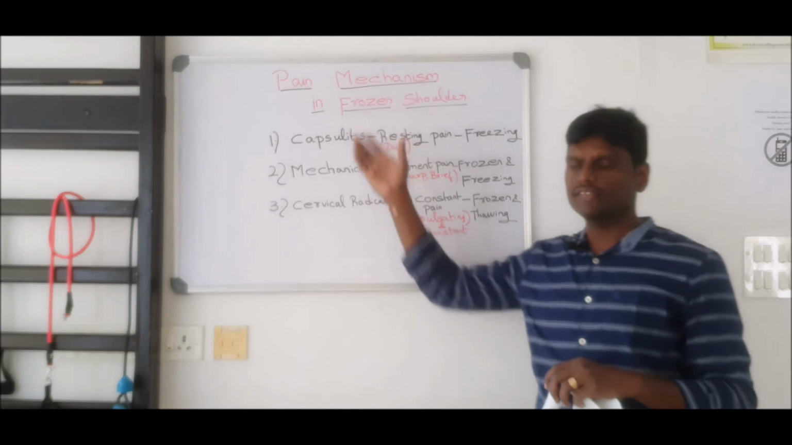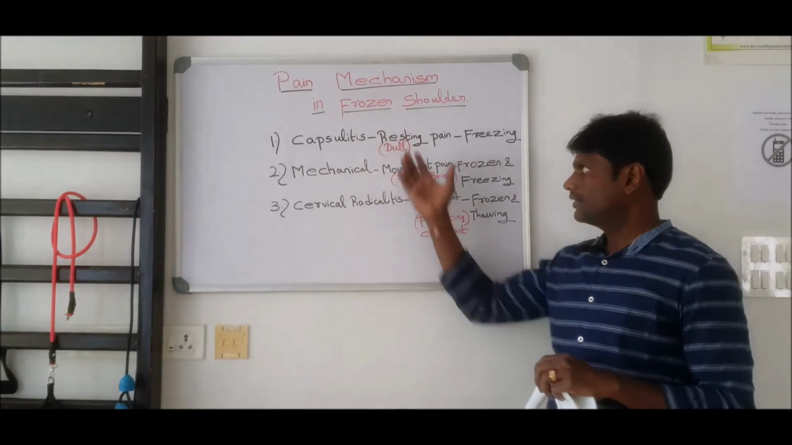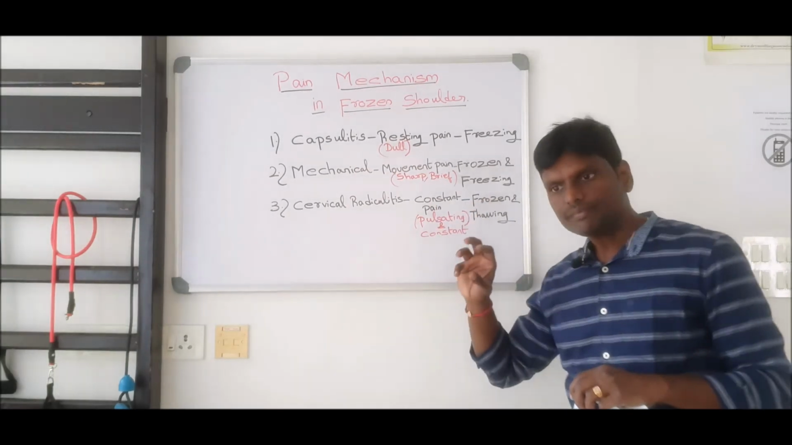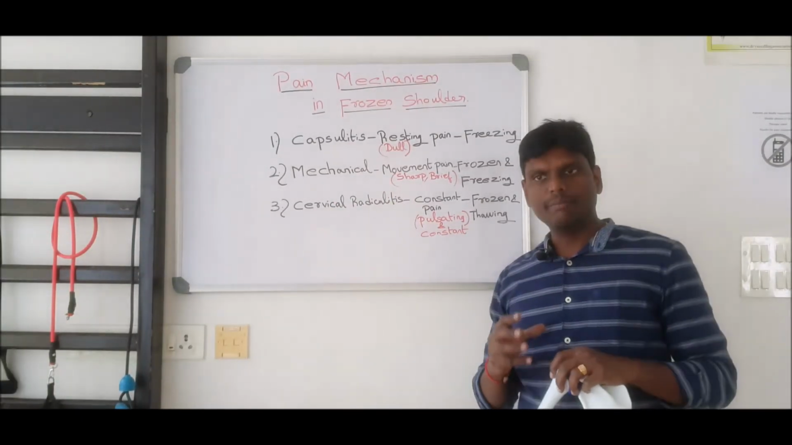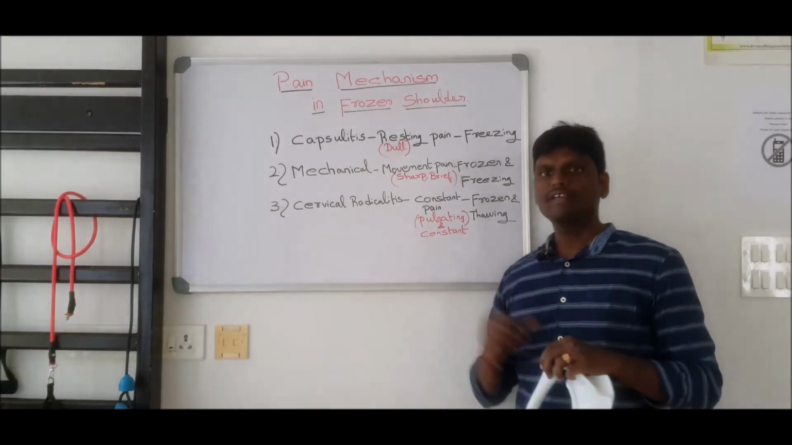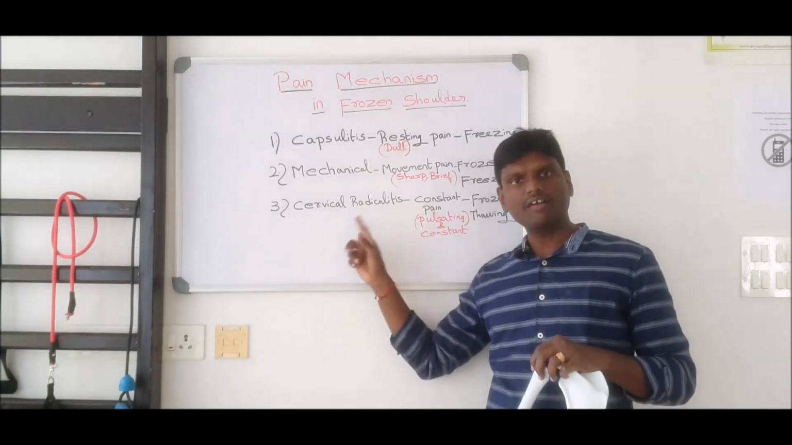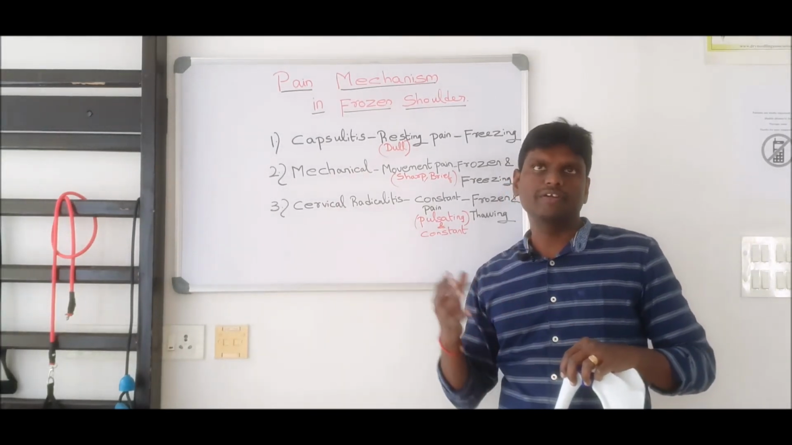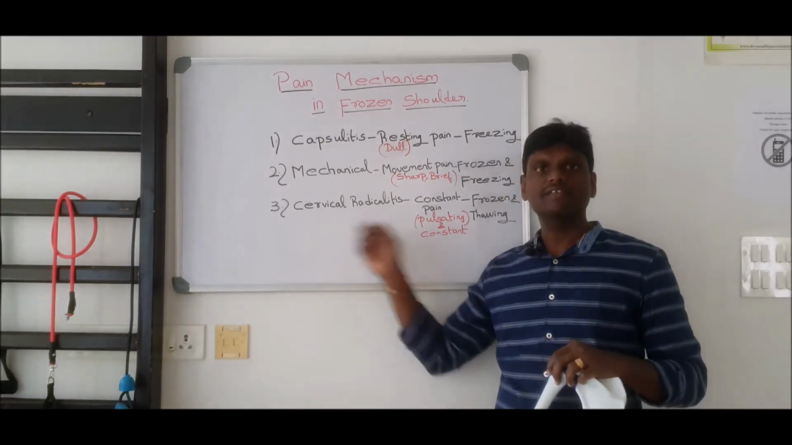Alright, so these are the three ways by which we understand the mechanism of pain in frozen shoulder. The first one is capsulitis, pain coming from the inflamed capsule. The second one is mechanical pain, pain occurring due to the stretched capsule during movements, and the third one is cervical radicular pain. This type of pain will not occur in all frozen shoulders. Maybe 2 in 10 or 3 in 10 will have the cervical component.